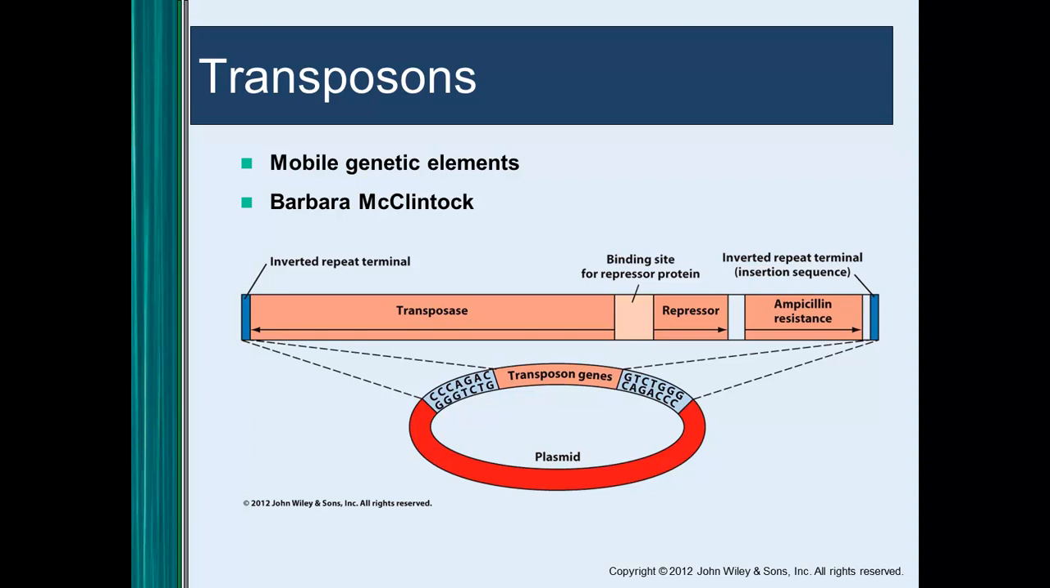Here you can see the figure concerning transposons. Here, a typical transposon is bounded by inverted repeat terminals, or DNA segments with base sequences that are identical when read in opposite directions on different strands. A gene coding for a transposase enzyme that cuts DNA at these insertion sequences allows the transposon to cut itself out into and out of plasmids and chromosomes. There is also a gene for a repressor protein that can keep the transposase gene from being transcribed.